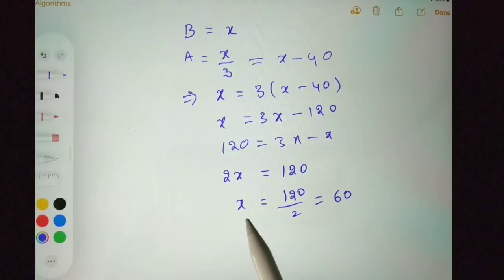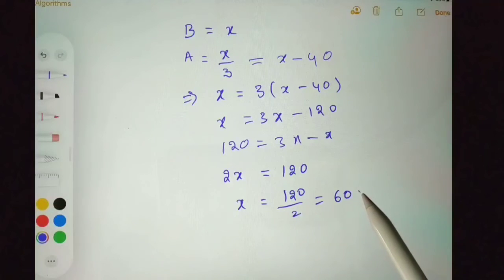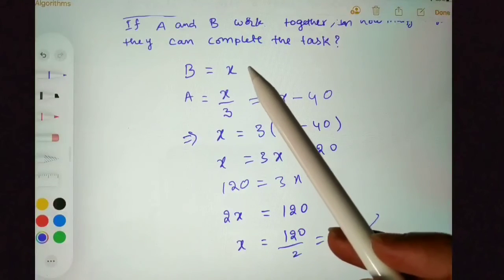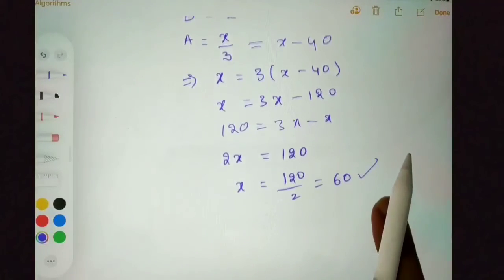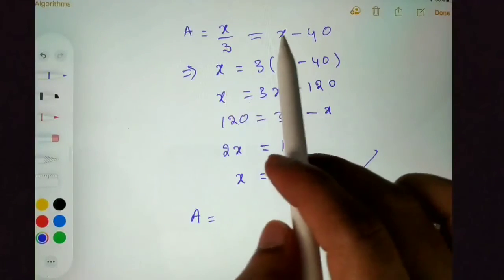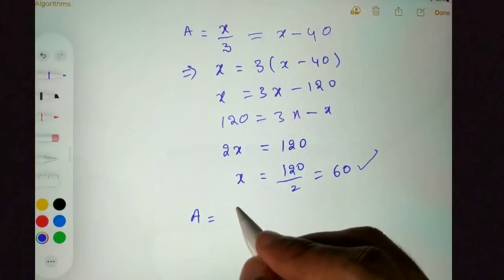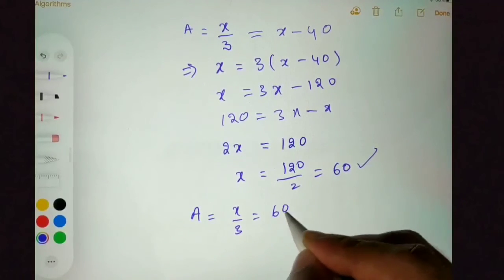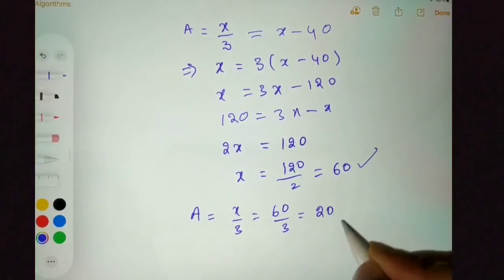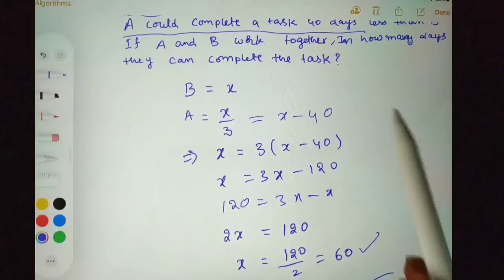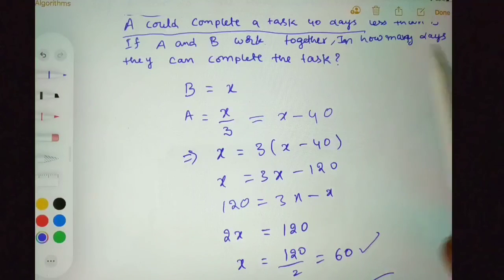It is 60. So B can complete the task in 60 days because x represents the number of days B can complete the task. To get A, we can use either one, x by 3 or x minus 40. If we take x by 3, that is 60 by 3 is equal to 20. A can complete the task in 20 days. So here in the question what is asked is, in how many days can they complete the task together.